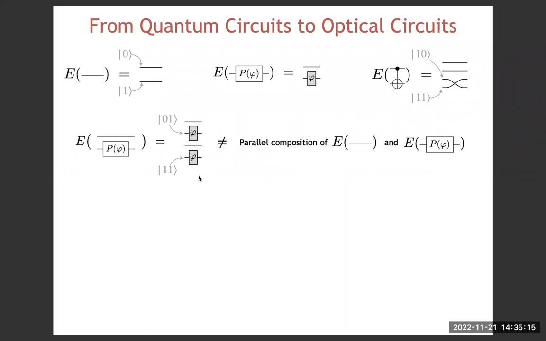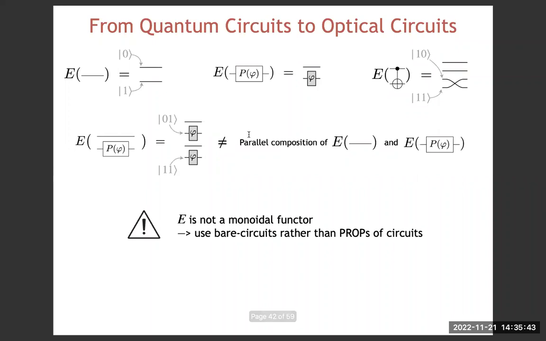Even up to a permutation of the wires or something like this, because here, if we do the parallel composition of this and this, we have just 1 phase gate. Here we have 2 phase gates. And more generally, if we consider a 3-qubit circuit, we will have a number of wires which is not the appropriate one if we want to do a parallel composition of the encodings. So here, clearly, the encoding does not preserve the parallel composition, which means that this encoding is not a monoidal functor.